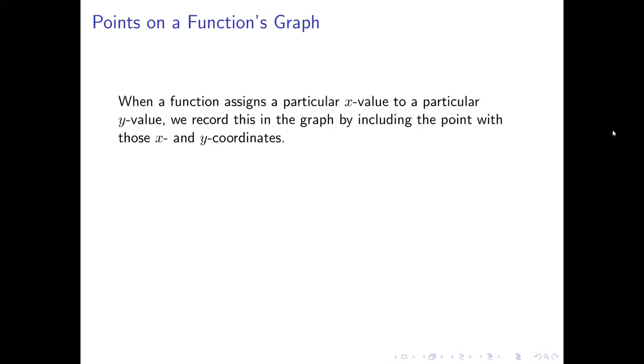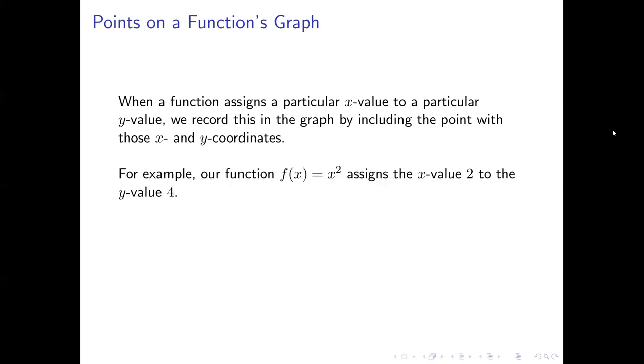Once we have our coordinate plane, we can start seeing how to assign points to the graph of a function. So when we have a function, it's going to take a particular x value and associate it with a particular y value. And we can record that in the graph by plotting the point that has that x value as its x coordinate and that y value as its y coordinate.